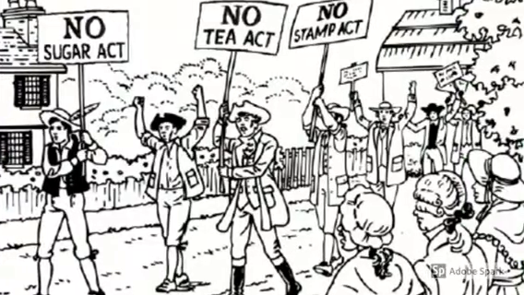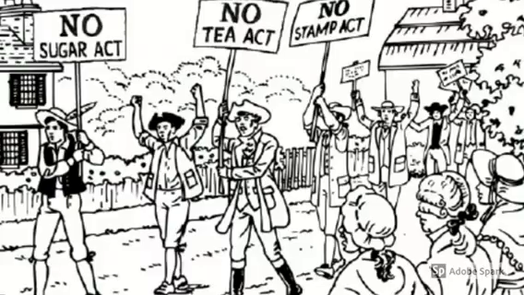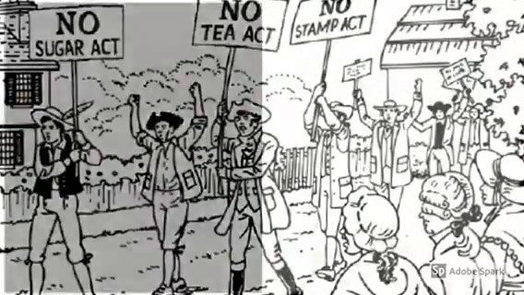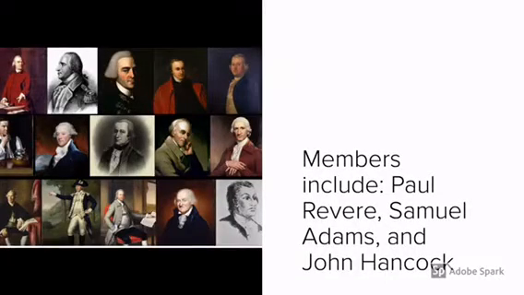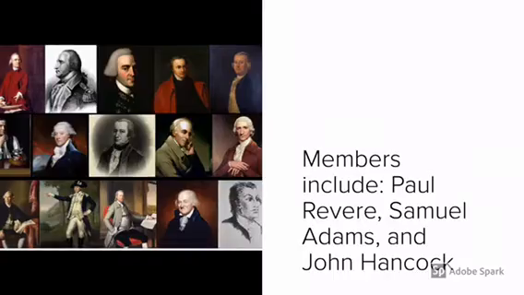As I said, one of the main goals of the Sons of Liberty was to advance the rights of colonial Americans, and they did this by protesting several acts passed which taxed the colonies. There are several famous Americans in the Sons of Liberty. A few would be Paul Revere, Samuel Adams, and John Hancock.